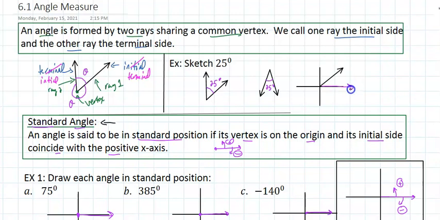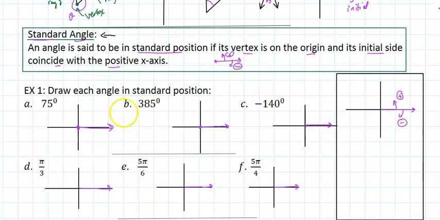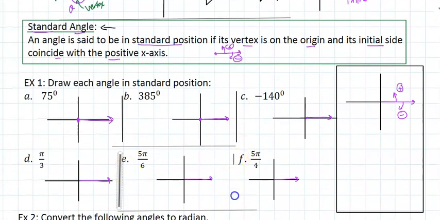You would assume this is the initial. It has to be. This is the terminal. And we will all be talking about the same angle. That angle right there in quadrant 1. Now, we want to practice sketching some of those. Sketch the following, and you don't need a protractor.